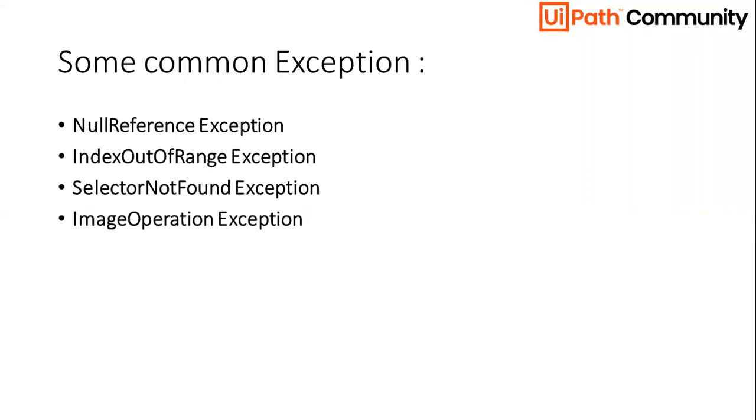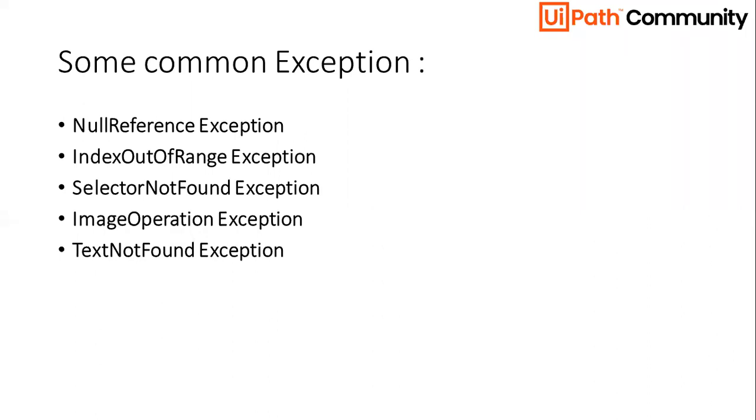Then the image operation exception. When you have to do image automation, or take the support of an image to do a certain click or to type something, and you're not able to locate that image on the screen, you get this exception. In image automation, the resolution and the size of the image also matter. When you did the automation, the image size or resolution was something else, and now when you run your bot, the resolution or image size is different, and the bot would not be able to locate the original image on which automation was done. Then you would get an image operation exception.